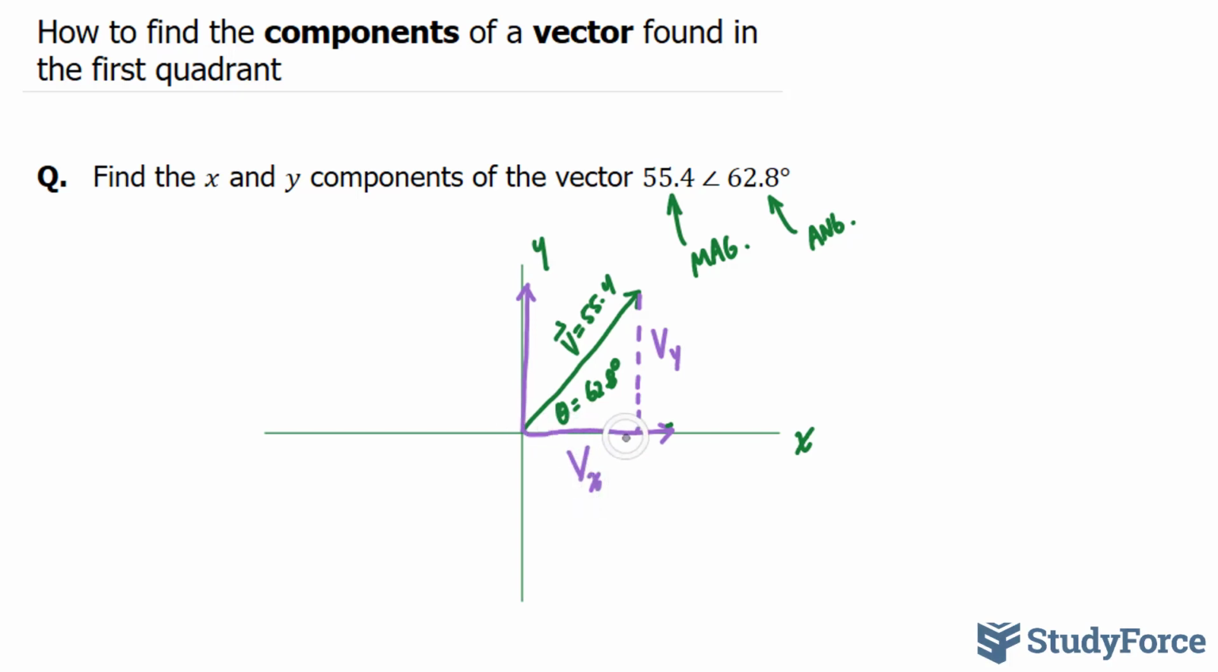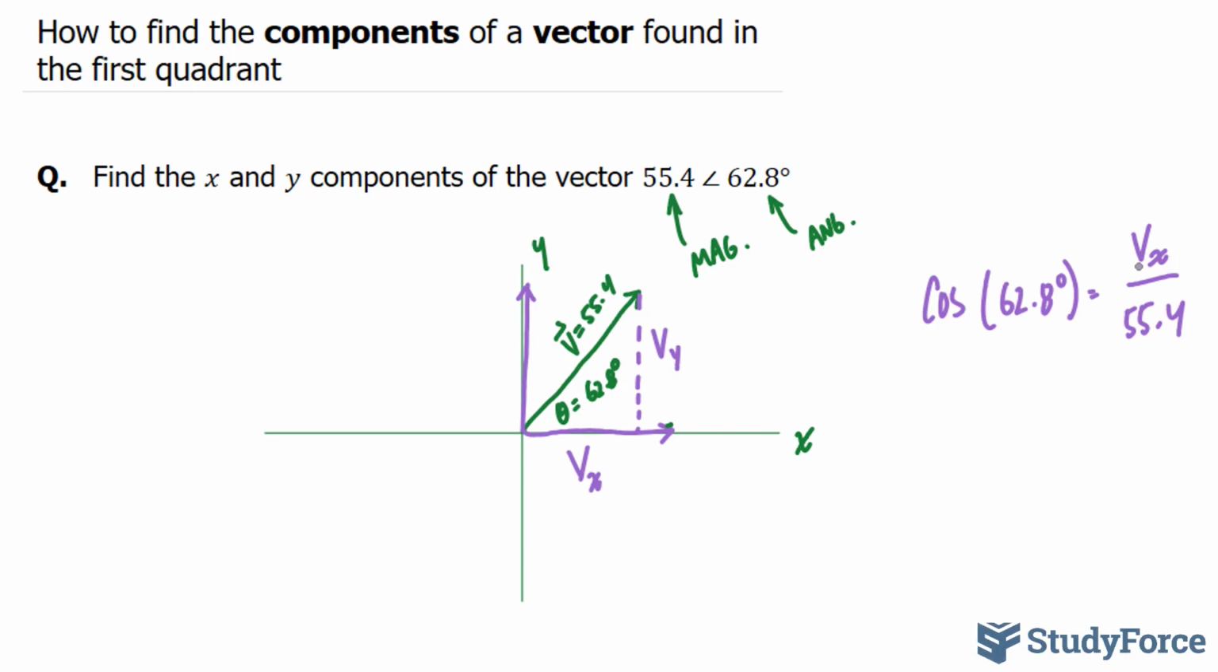Now, to start, I'm going to find v subscript x. Notice that this vector right here, relative to the angle, is the adjacent. We know the hypotenuse, we're looking for the adjacent, and we know the angle, so we're going to use cosine. Cosine 62.8 degrees is equal to the adjacent, which is represented as Vx, over the hypotenuse, which is 55.4.